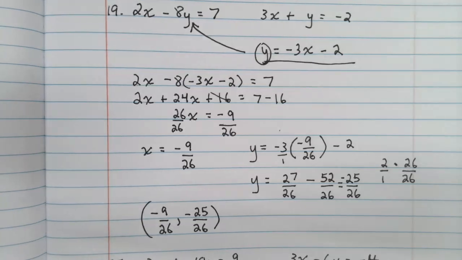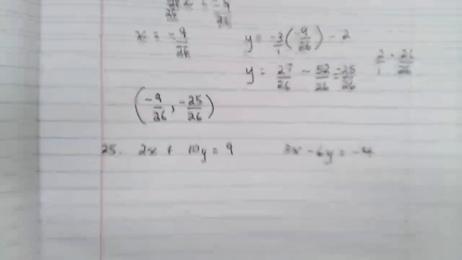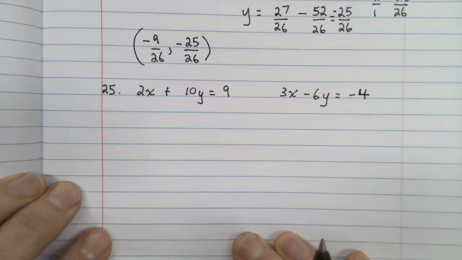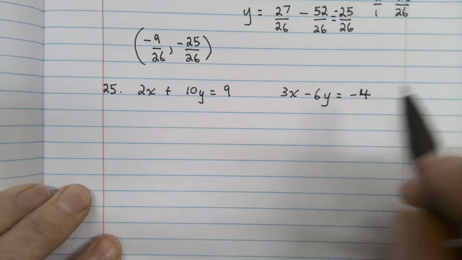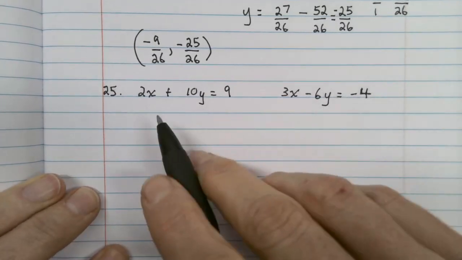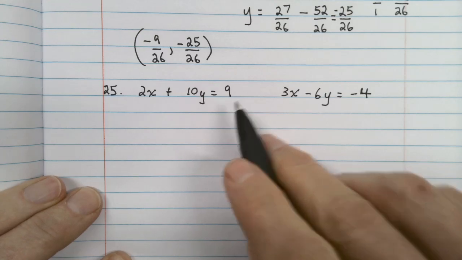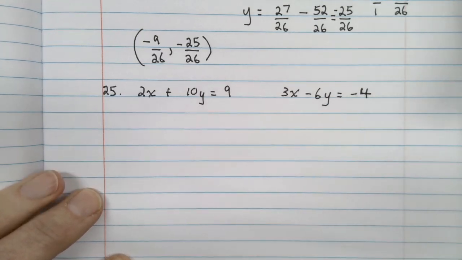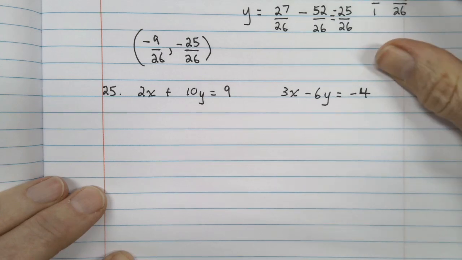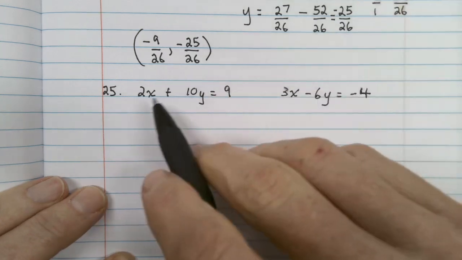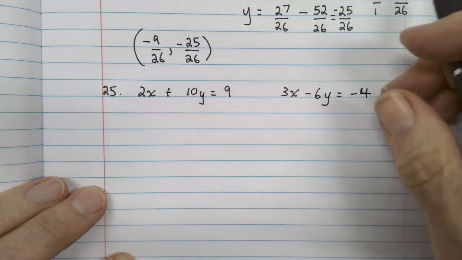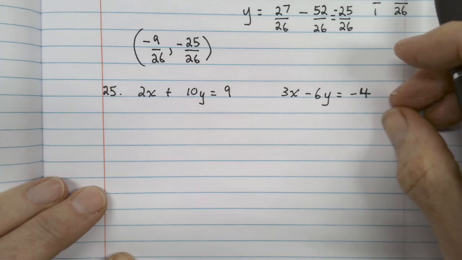All right. We move on to problem 25. This one's a little bit trickier, right? Because I've got, okay, 2x plus 10y equals 9. And then I've got 3x minus 6y equals minus 4. Not immediately obvious which one of these I should try to solve for first, unfortunately.